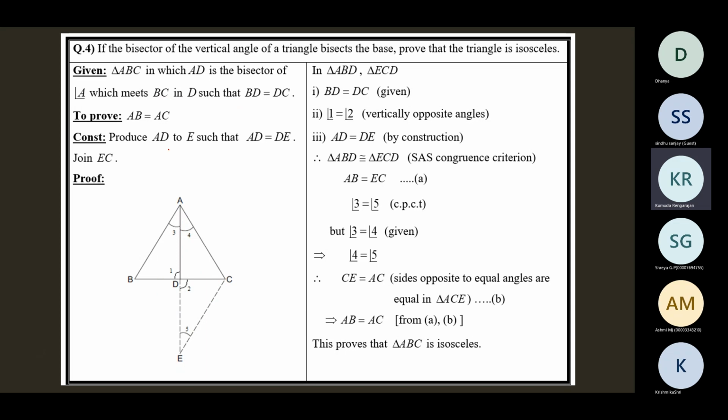Now we have to prove that AB is equal to AC. That is, the two sides of the triangle are equal, meaning the triangle is isosceles. We'll have to prove that ABC is isosceles. Okay, that means we'll have to prove that AB is equal to AC. So you can write that here. We'll have to prove that triangle ABC is isosceles, that is, AB is equal to AC. This is what we'll have to prove.